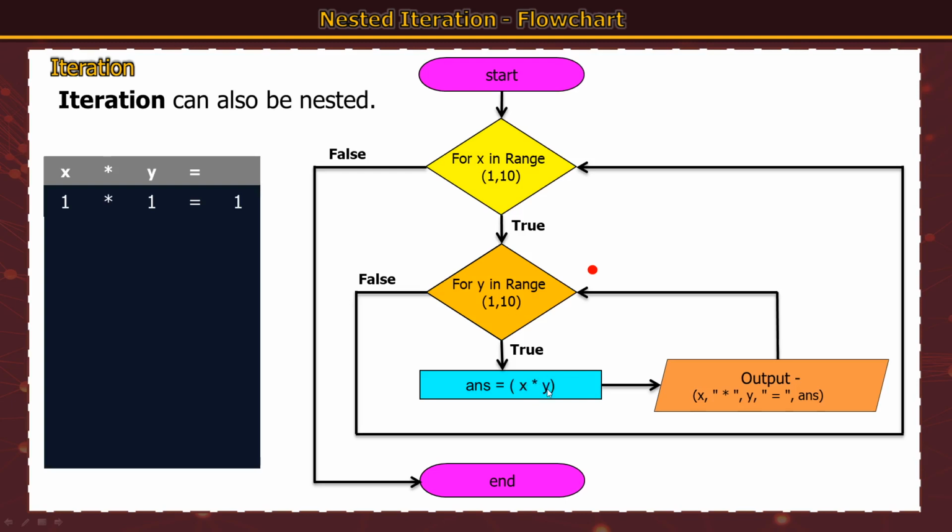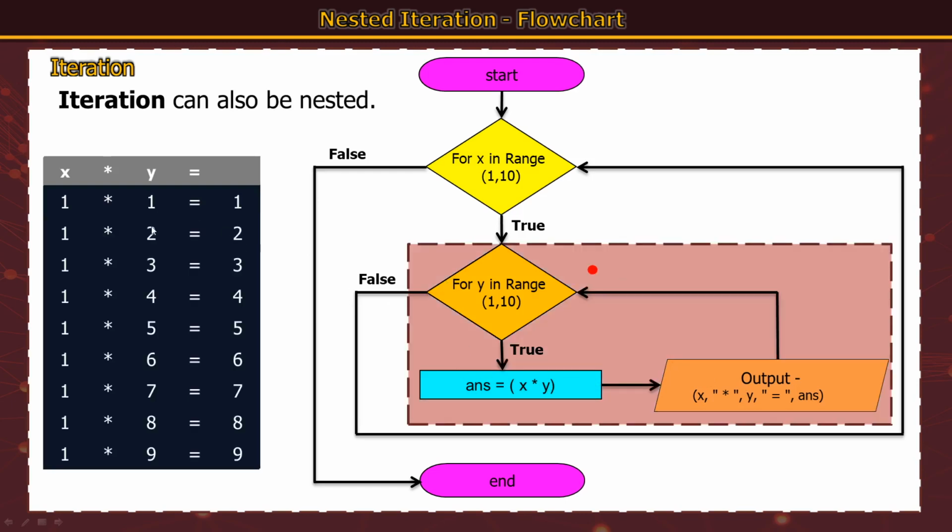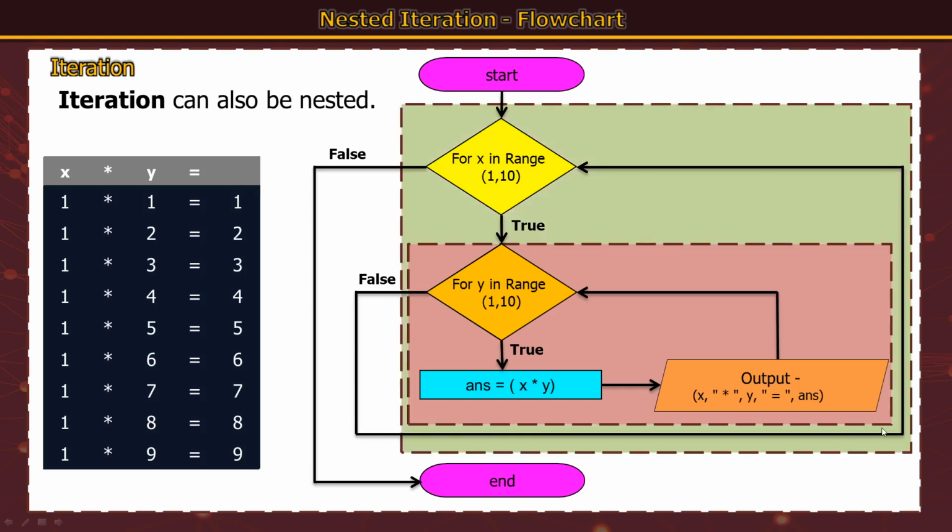So it would be 1 times 2 and it would output the answer, and it would come around again and it would be 1 times 3, 1 times 4 and so on, and we'd get the result shown here on the left hand side. So you can see here that the section in red would loop round until the condition is met of y in the range of 1 to 10, and it's met at the point that y becomes 9. We would then go back up to the top loop.